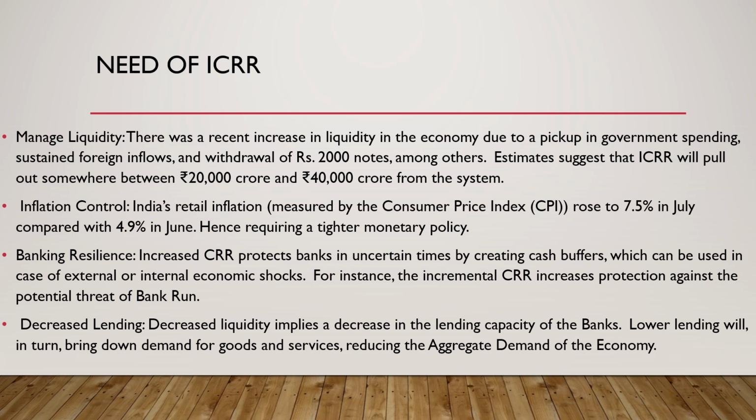Then also it decreases lending. Decreased liquidity implies a decrease in the lending capacity of banks. Lower lending will in turn bring down demand for goods and services, reducing the aggregate demand of the economy. In simple terms, I would like to sum up this slide in a single line: it is done to control inflation, to take cash out of the market. So what RBI does is increase the limit for CRR and impose ICRR.